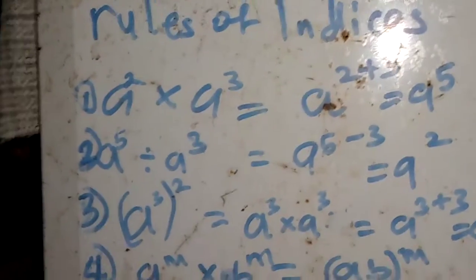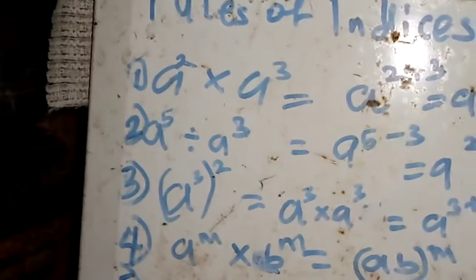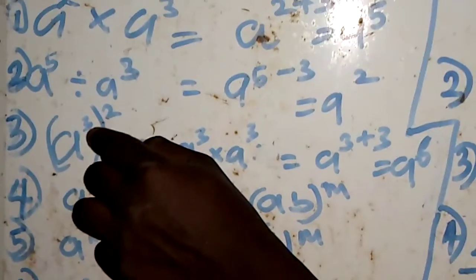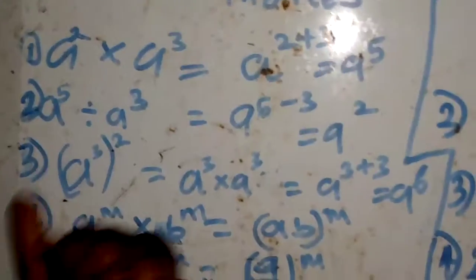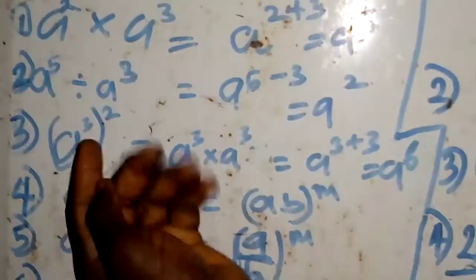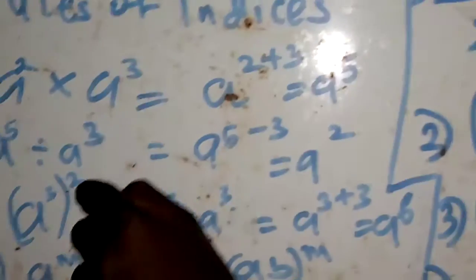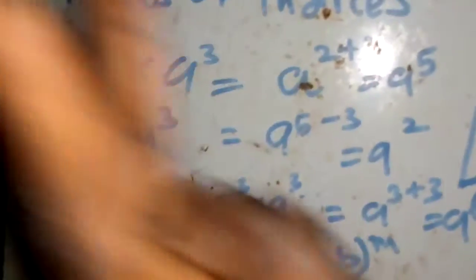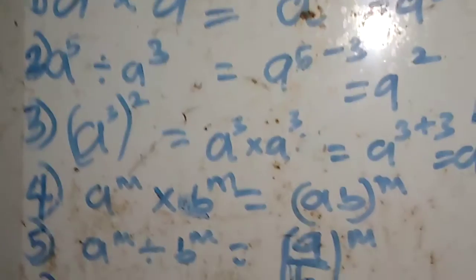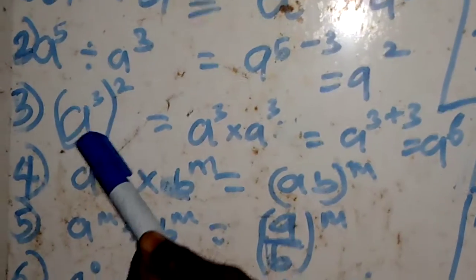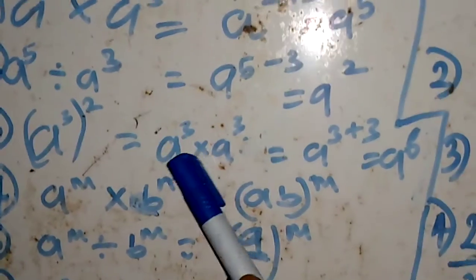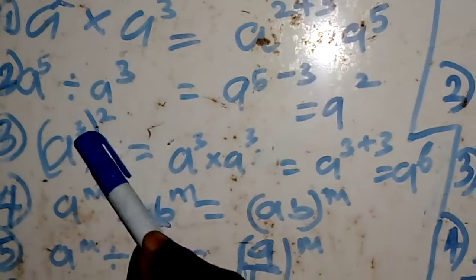Now moving to the third rule. It says that a raised to power 3, squared, you can multiply the powers, 3 times 2, or you say a raised to power 3 in 2 places. If it is raised to power 3 in 3 places, you must know that. So a raised to power 2 in 2 places, a raised to power 3 in 2 places, or you say 3 times this, that's 6.